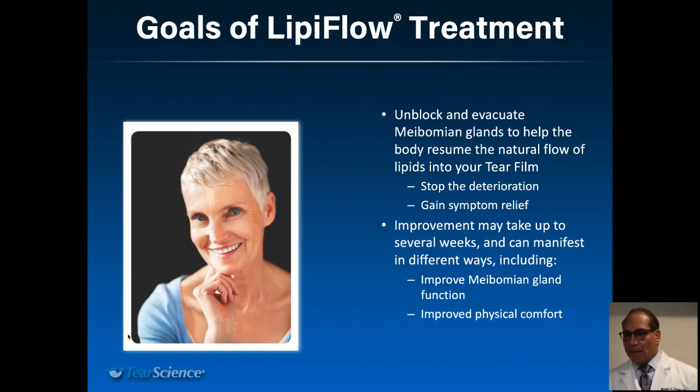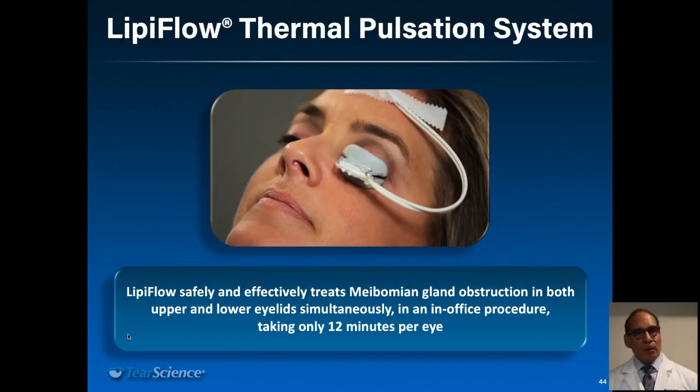Okay? So this is a picture of the actual eyepiece that we use. Basically, there's 2 parts to it. There's a part that goes under the eyelid. It looks like a contact lens. So I put a numbing drop in the eye. We place that contact lens under the lid. The patient closes their eye. And we do the same on the other side.